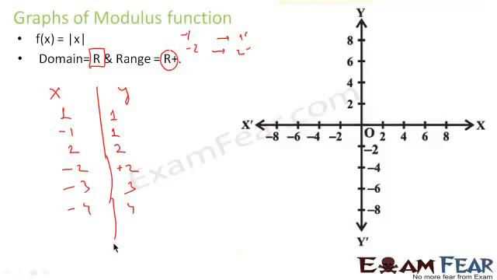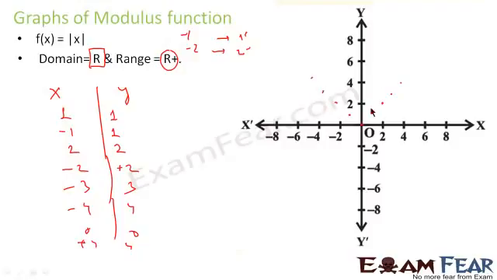Let's draw this. If you give 0, you get 0 output. You give +4, you get 4 output. 0 is 0. You give 1, you get 1 output, you give 2, you get 2 output, you give 3, you get 3 output, you give 4, you get 4 output. But if you give -1, you get 1 output, you give -2, you get 2 as output, you give -3, you get 3 as output, you give -4, you get 4 as output.